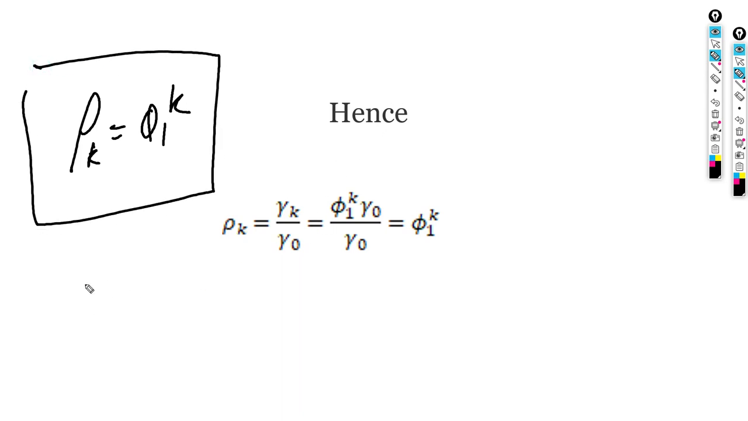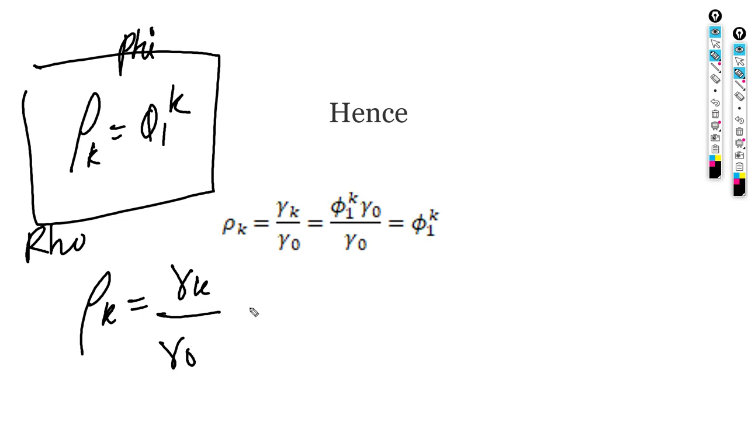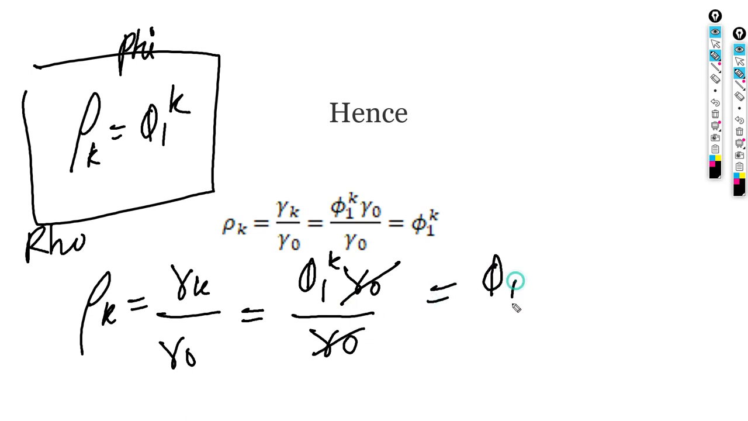By definition, rho k is equal to gamma k over gamma 0. And we have proved just now that gamma k is equal to phi 1 raised to k times gamma 0. Divided by gamma 0, the final answer is phi 1 raised to k. This is how you prove the autocorrelation.